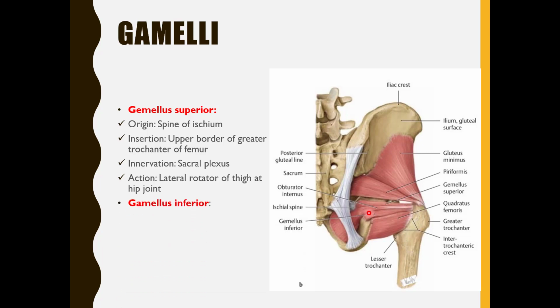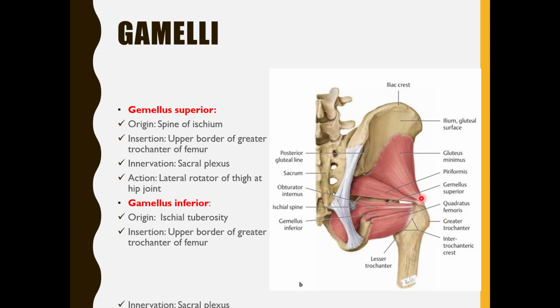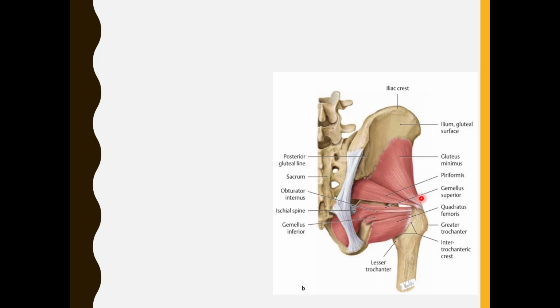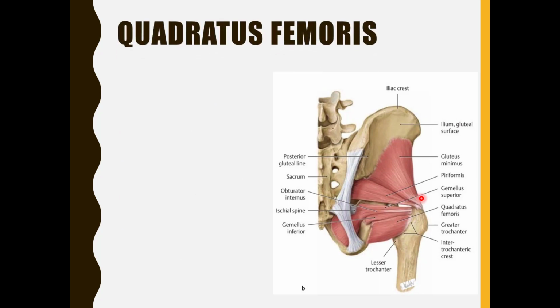Then the gemellus inferior muscle, see here, this is gemellus inferior. It originates from the ischial tuberosity. It is also inserted over the upper border of the greater trochanter of the femur. It is innervated by the sacral plexus and it is also a lateral rotator of the thigh at the hip joint. Now the quadratus femoris muscle.